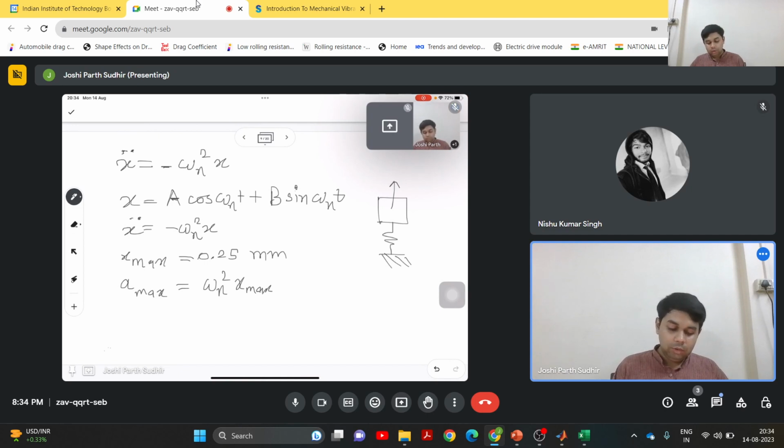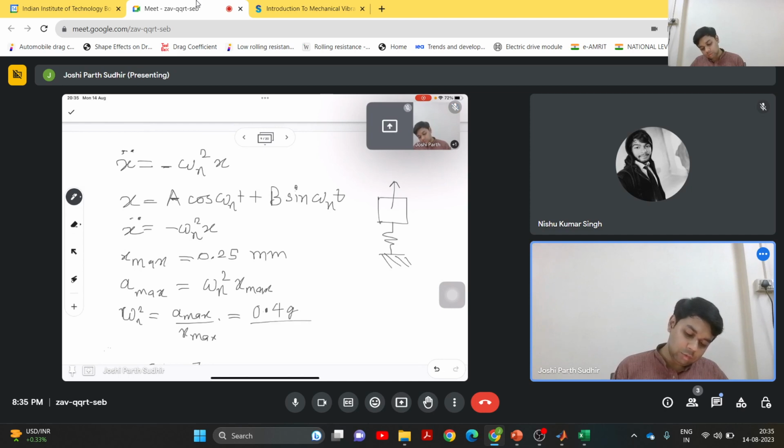So इसका मतलब है कि ω_n² is acceleration's maximum value divided by x max, मतलब 0.4 into g divided by maximum value x of x is... तो ये mm है, so that is therefore divided by 1000.